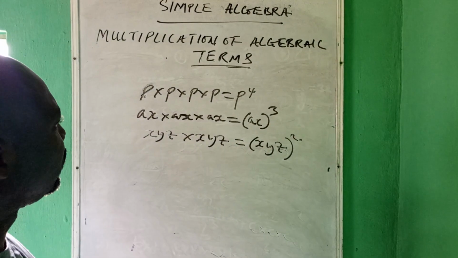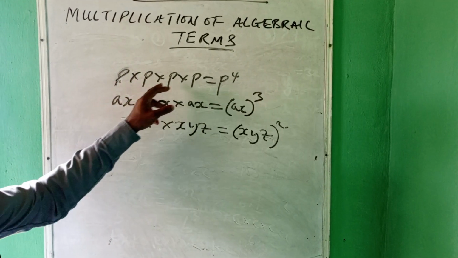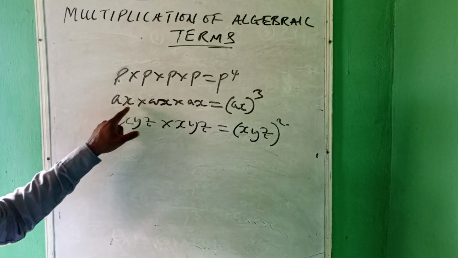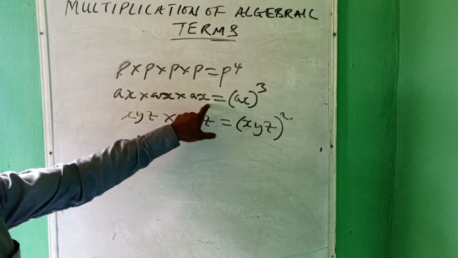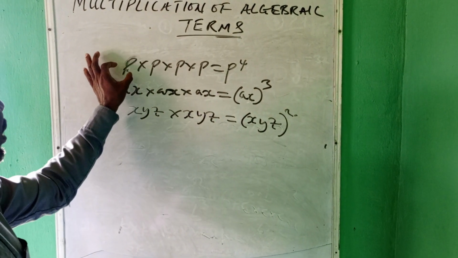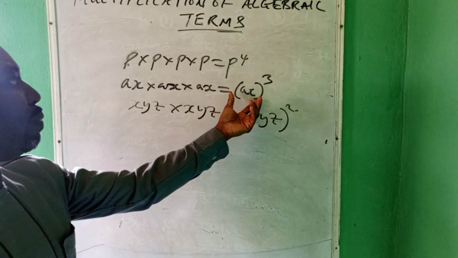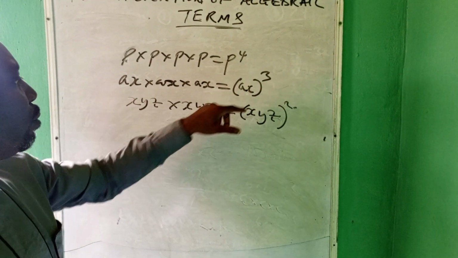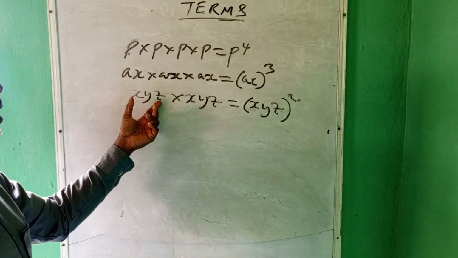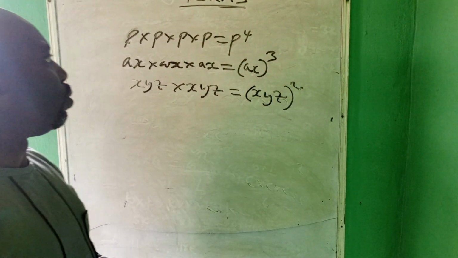These are more algebraic expressions. This is p times p times p times p. That is p raised to power 4. And this is ax times ax times ax. When you're multiplying more than one letter, that is two letters over and over, you use your brackets. So this is (ax) raised to power 3. XYZ times XYZ is (XYZ) raised to power 2.